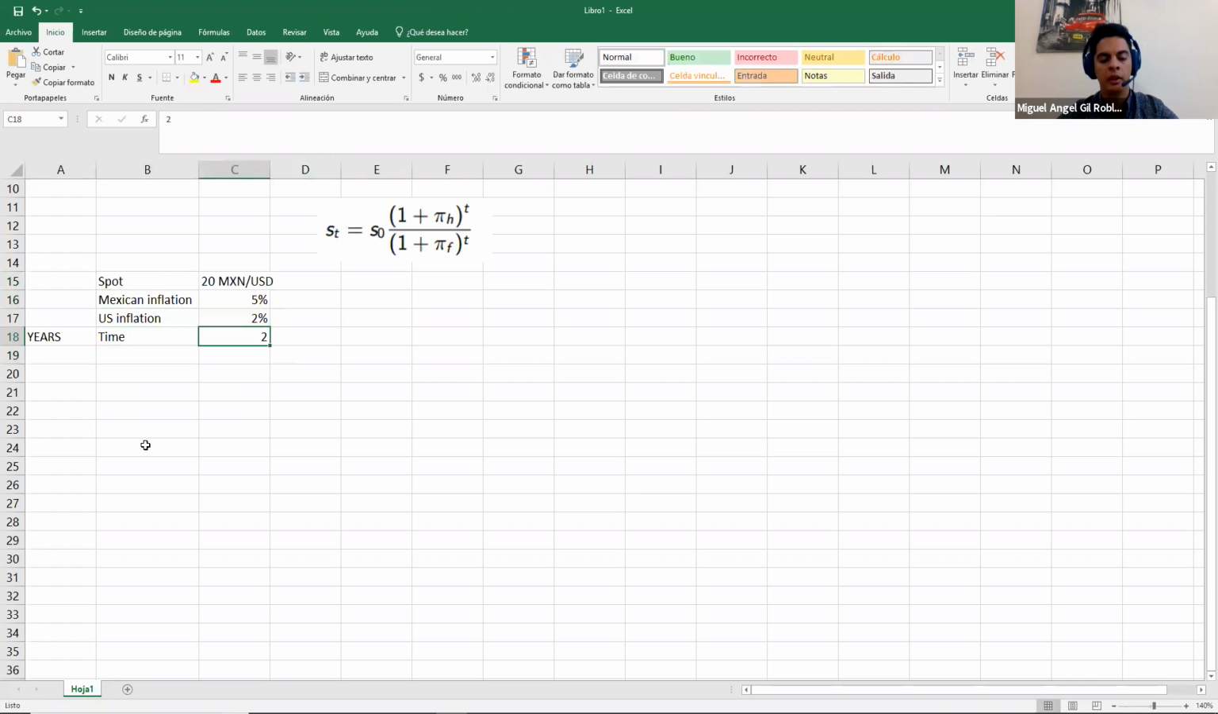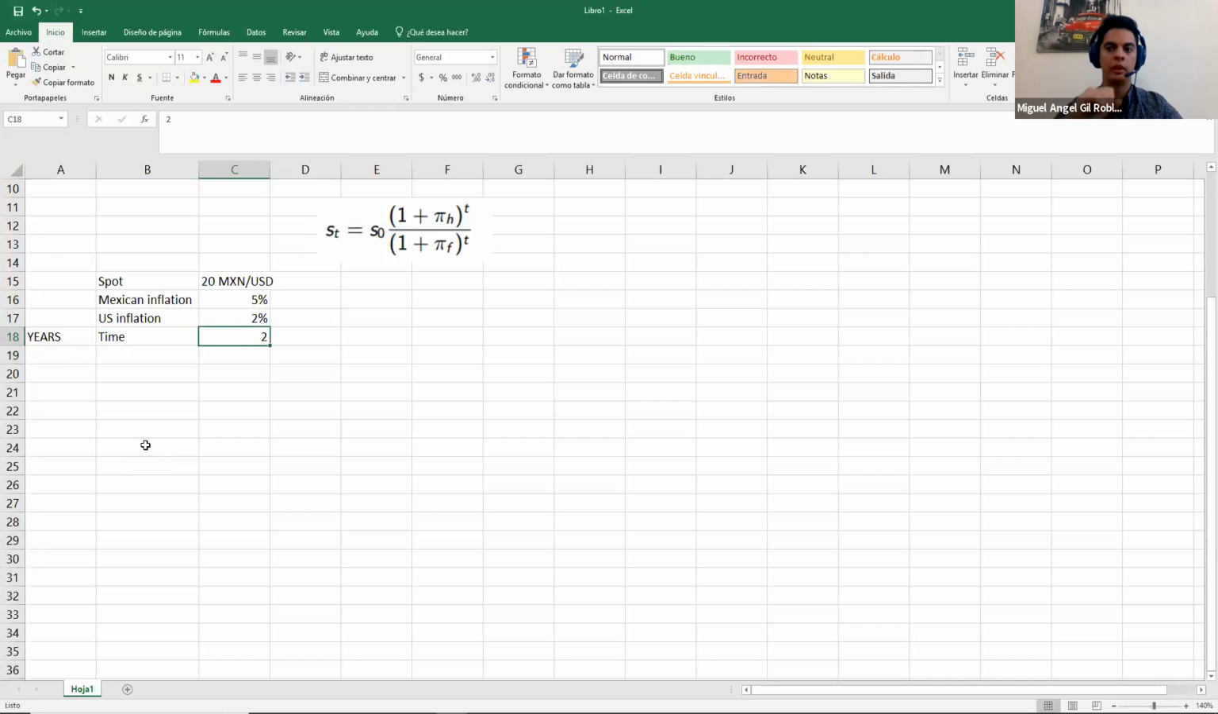And if I tell you that you need to calculate the spot rate in 6 months, you will have to do 0.5, right? Because it's everything in years. If I tell you in 3 months, then 0.25. If I tell you 18 months, then 1.5, right? So let's assume that in this case, we are going to calculate the spot rate in 2 years. That's why we have 2 in here.